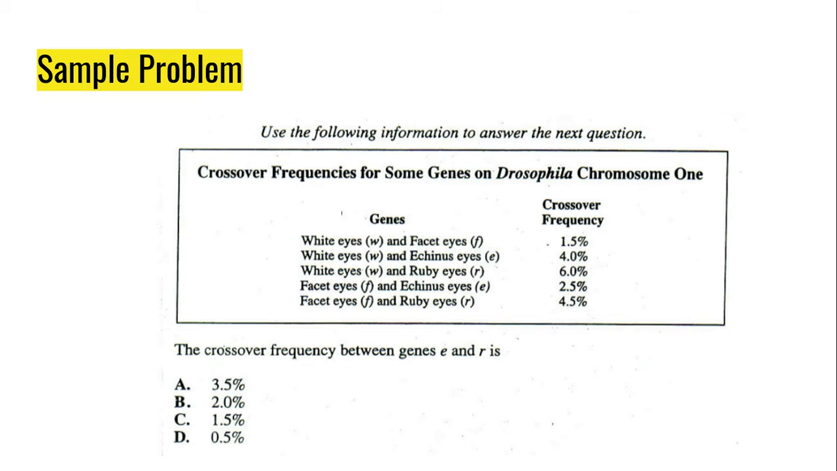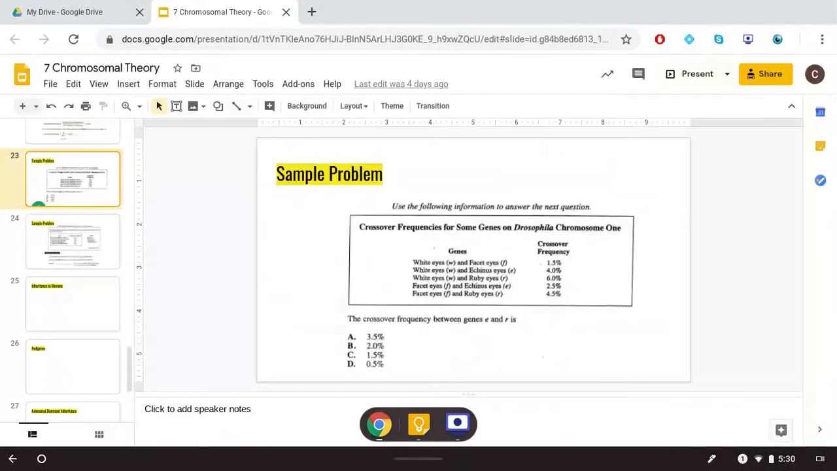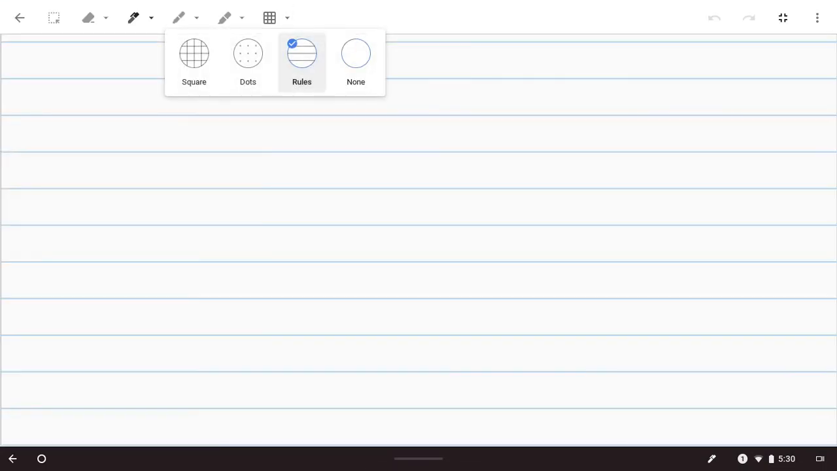So what we're going to have to do is map this out. The way that mapping works is we want to list out each of the different gene frequencies that we're given so that we can figure out the most likely way that they all fit together. The key thing is to start with the biggest crossover frequencies possible, and look for things that add up to that crossover frequency.